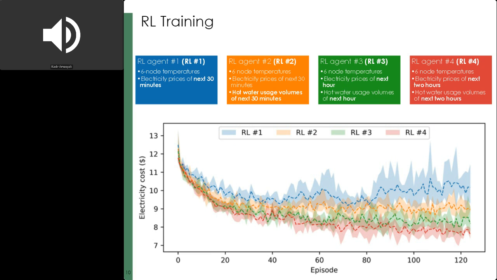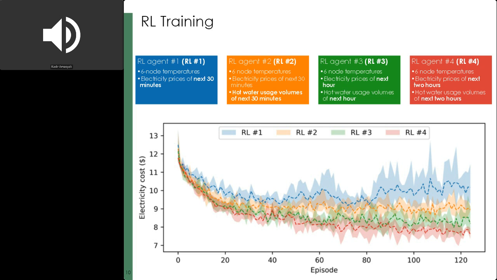And using the simulator, we trained 4 different RL agents. The first agent used the temperatures of 6 nodes and electricity prices of the next 30 minutes as states. The second agent used the hot water usage volumes of the next 30 minutes in addition to the states that we used for the first agent. And the third agent used electricity prices and hot water usage volumes of the next hour instead of the next 30 minutes. And finally, the fourth agent used the price and hot water usage information for the next 2 hours.